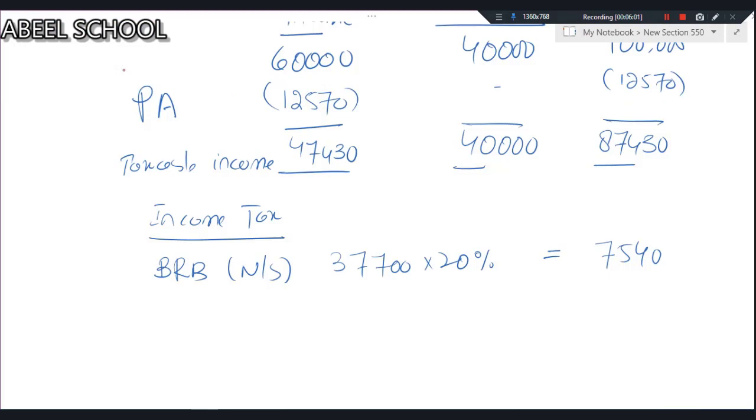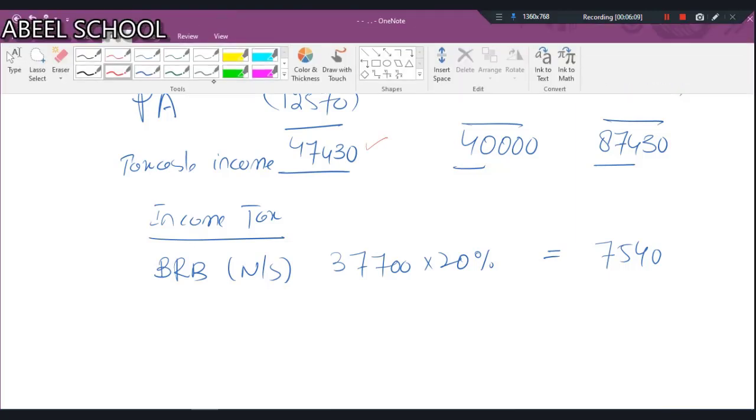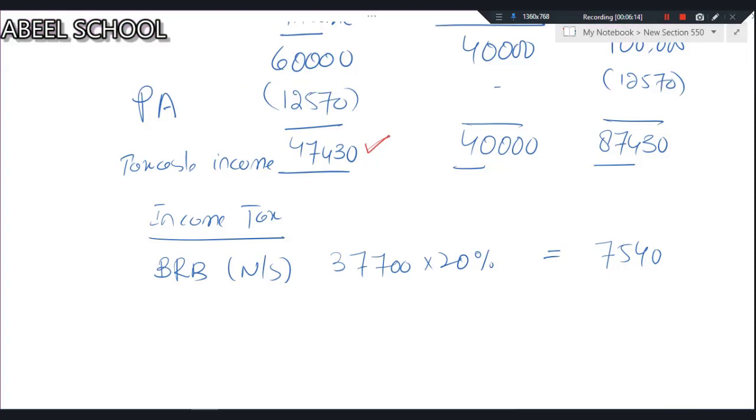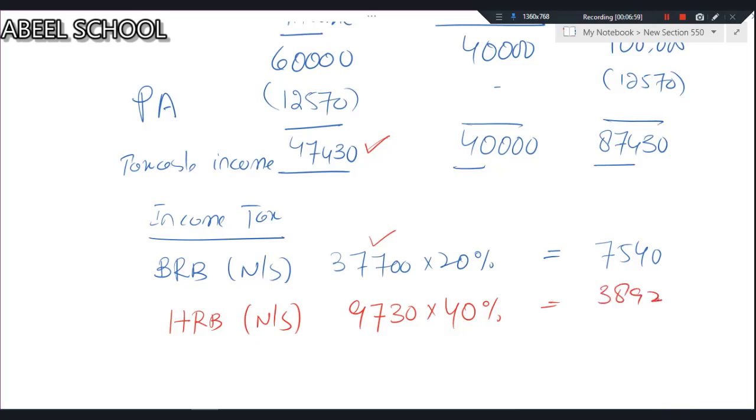Now, dear students, please listen carefully. The taxable income under non-saving is 47,430. Out of this, we have already taxed 37,700. Let us deduct 37,700 from 47,430 and see how much is left. I'm getting 9,730, and that 9,730 falls in the higher rate band because the basic rate band is already consumed. Higher rate band, non-saving: 9,730 at, of course, 40%. Taking 40% of this, I'm getting 3,892. Now let us move to saving income.